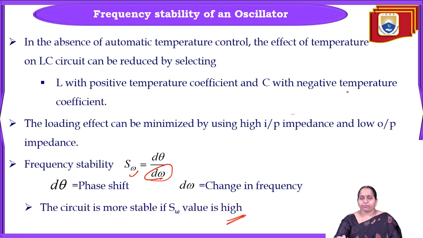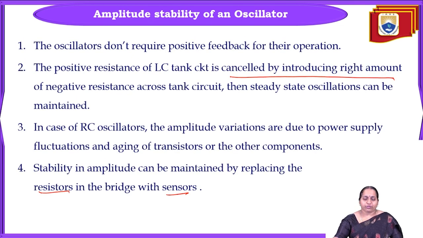Moreover, the loading effect can be reduced by using high input impedance and low output impedance. And finally, frequency stability S omega is given by d theta by d omega. A high value of S omega indicates that the frequency stability of oscillations is good. And for amplitude stability, we have seen different cases. If it is an LC tank circuit, suppose some positive resistance is developed across it, then we cancel it by connecting the right amount of negative resistance across the tank circuit.